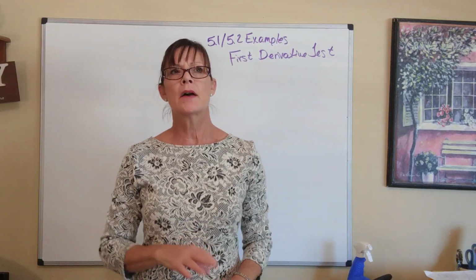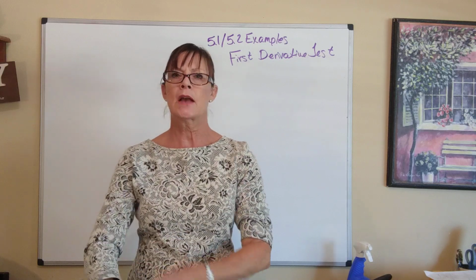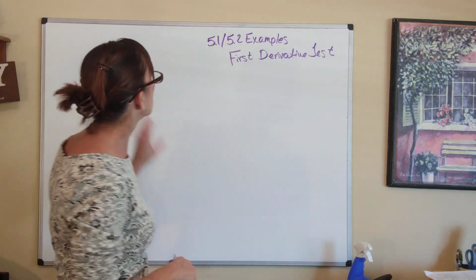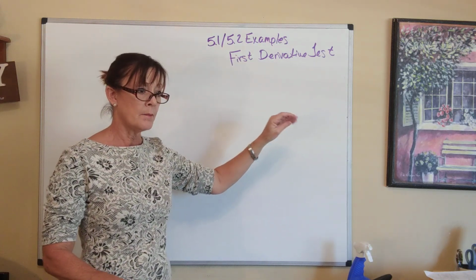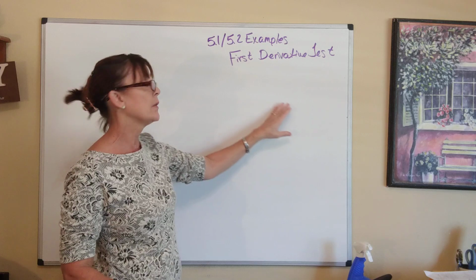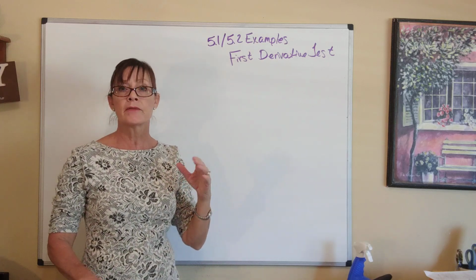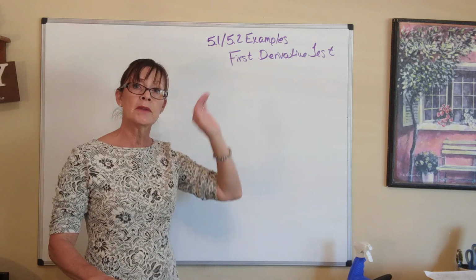This video is about section 5.1 and 5.2 for business calculus, and what it has to do with is the first derivative test. And the information we get from taking the first derivative and setting it equal to 0, we get critical values, and those are places where the derivative is equal to 0 or undefined. So those are places where our curve may be turning around.